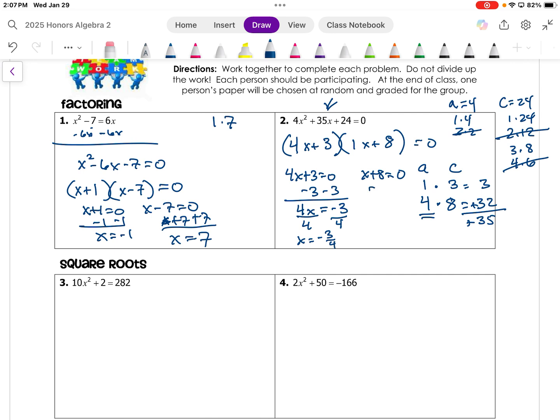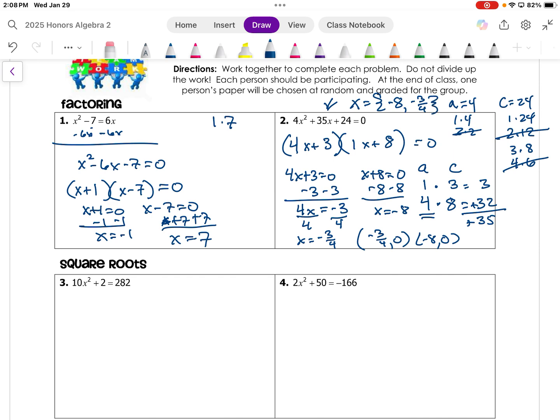So there's the first one. Second one, x is equal to negative 8. And again, I know they're ordered pairs, so I know I can go negative 3/4, comma 0, and then negative 8, comma 0. Yes, when we're doing the paper stuff, we can do the listing method and stuff. That's just when it's on the line, we can't really use that as an option.